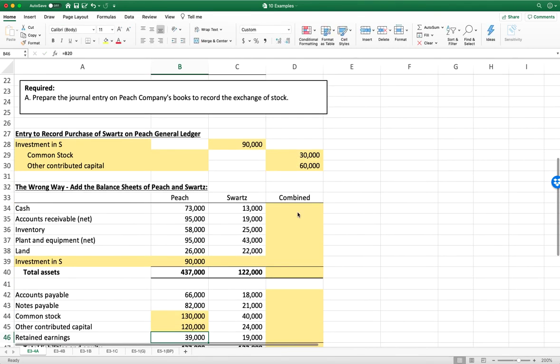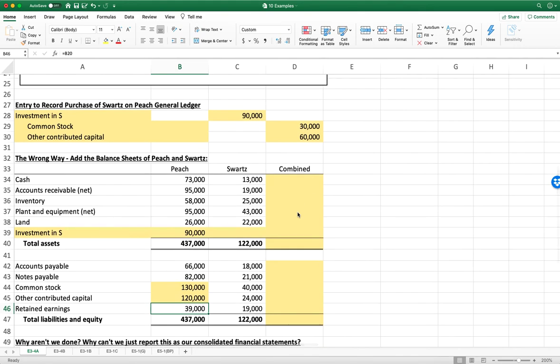So that means that our other contributed capital would be $120,000 after we record this journal entry. And you'll see now our balance sheet balances again, and we can continue on with our wrong way consolidation.